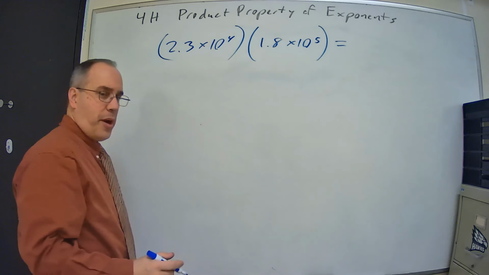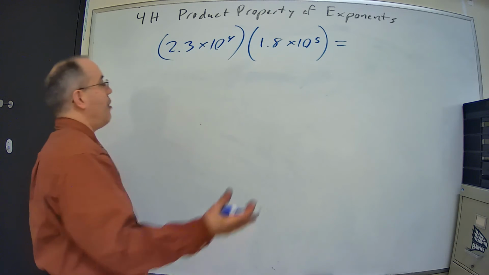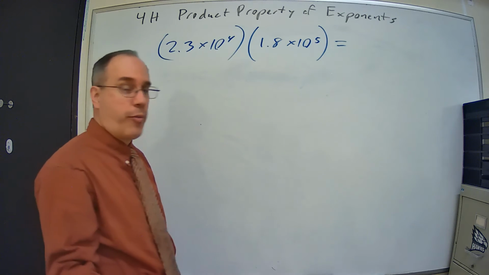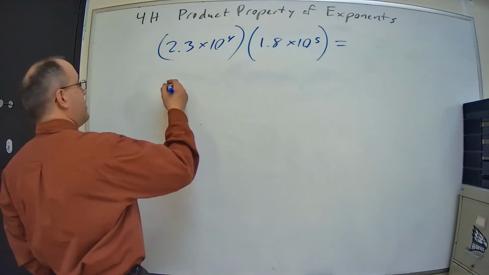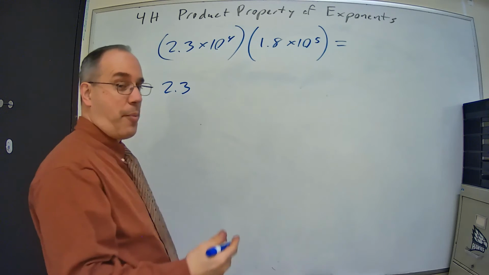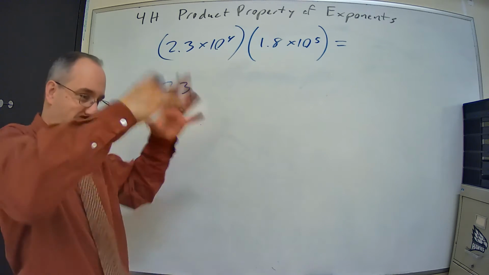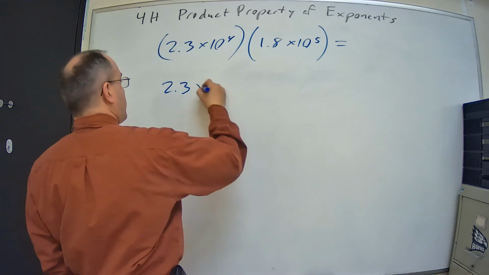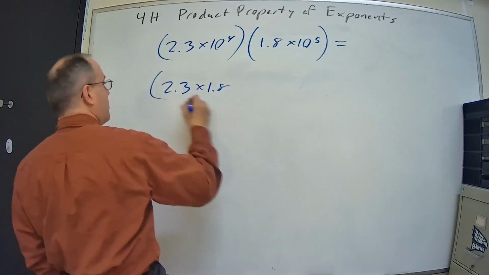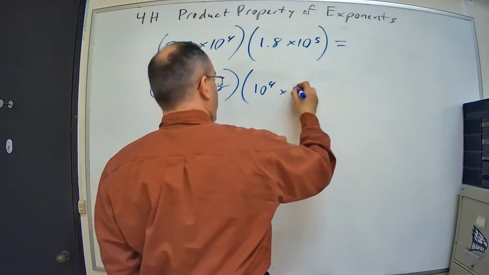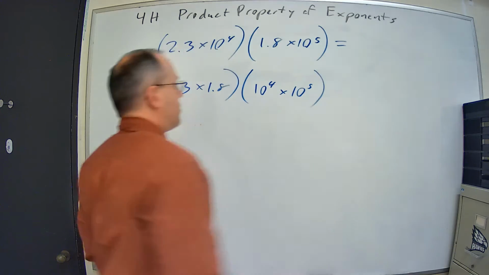Remember, the commutative property says that we can move around numbers that are being multiplied together and multiply them in any order we want. Or even the associative property is what I'm going to use here because I'm going to associate certain ones. So why can't I say 2.3 times 1.8 times 10 to the 4th times 10 to the 5th.